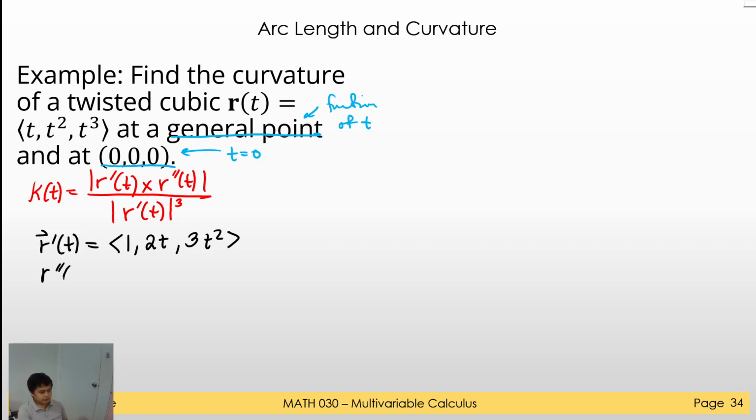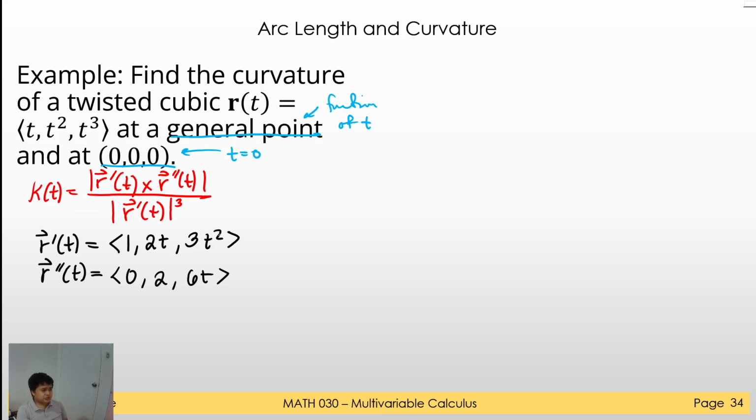And then r double prime of t, which is also a vector, is equal to the derivative of 1, which is 0, the derivative of 2t, which is 2, and the derivative of 3t squared, which is 6. Okay, so what do we have next? These should be vectors now.